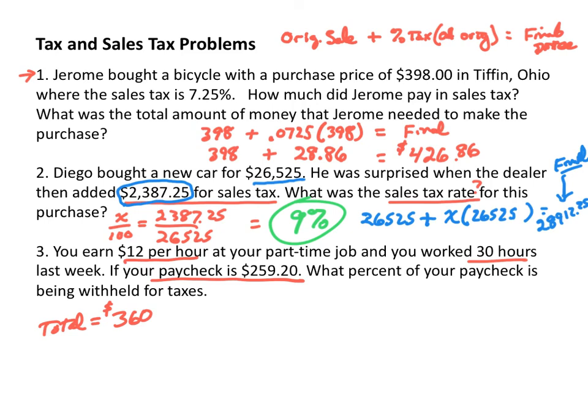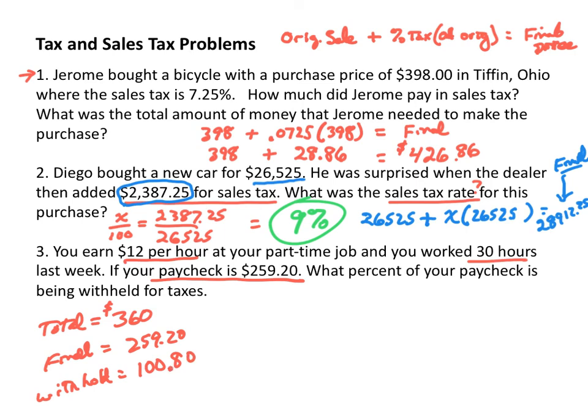Okay. They withheld $259.20. Wait, your paycheck was $259.20. We don't know how much they withheld. So the final amount was $259.20. How much did they withhold? Good question. Well, we can subtract those to find out how much they withheld. So 360 minus 259.20 should be about $100.80. Tell me if I did that right.